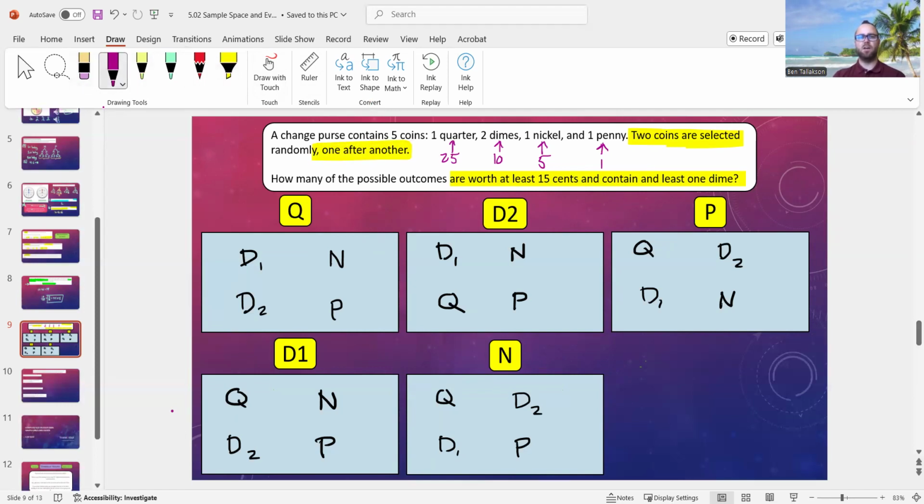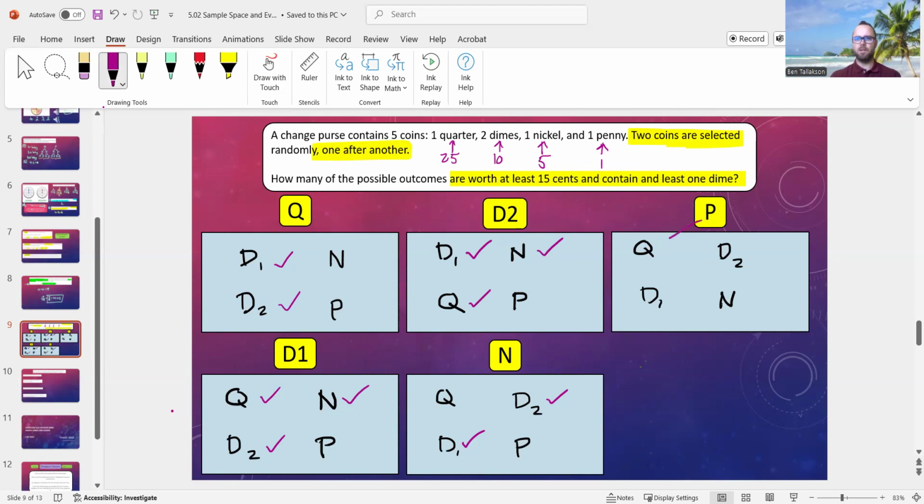Let's see how you did. These are the correct answers. Did you get them? I hope so. I'll just point out a few situations to help you understand.